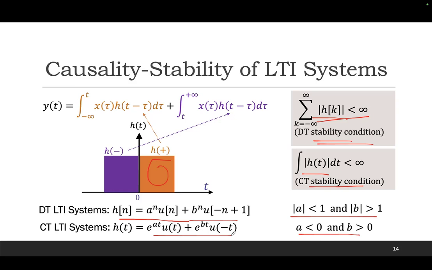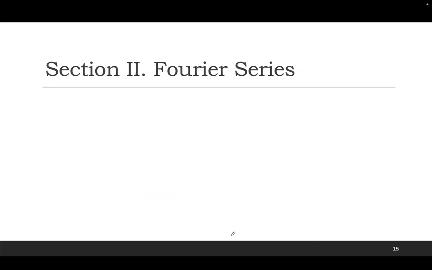We talked about this. And this is for the LTI system. Actually, you can see it's not too much, but you need to understand it.